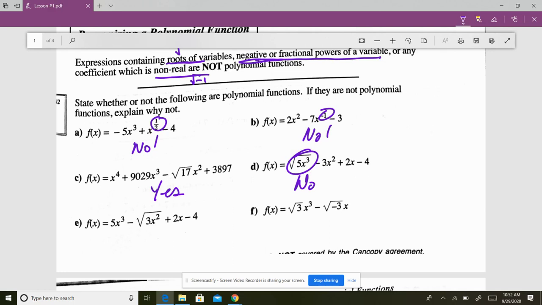E? Think about it. Yes or no? Yes, it is. Because if you rewrite it as root 3 x to the power of a half, what happens to the exponent? It becomes 1. It is a polynomial. And the last one, yes, no. Why not? Yeah, can't square root that. It's a non-real number. Unreal. Okay.